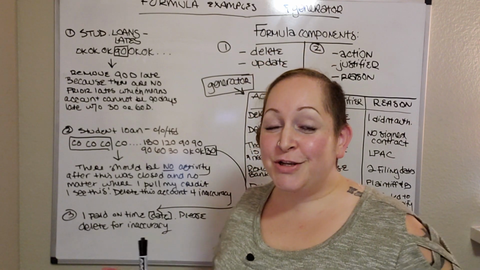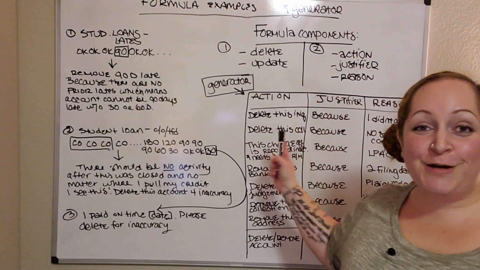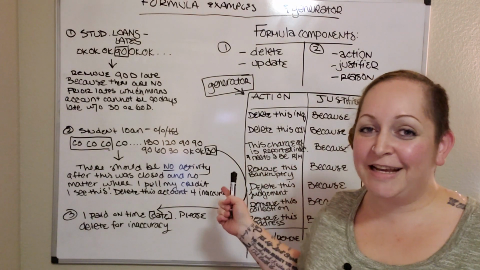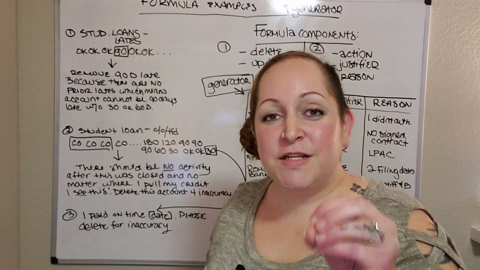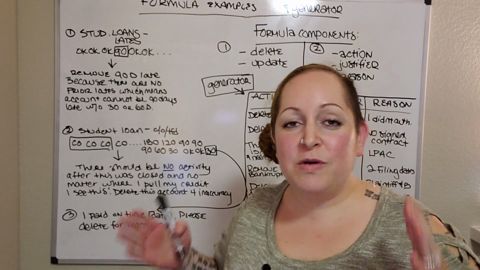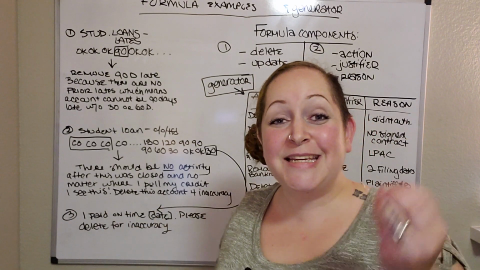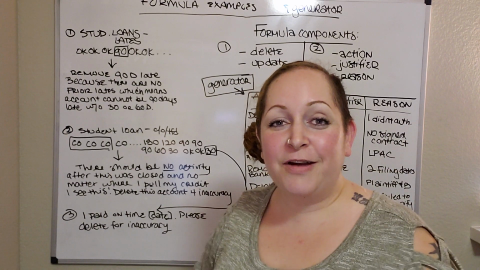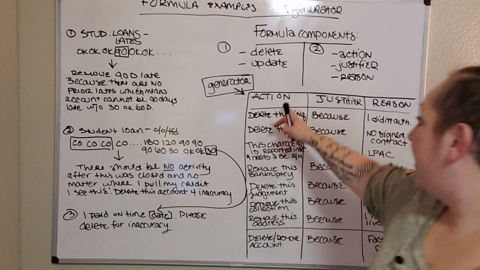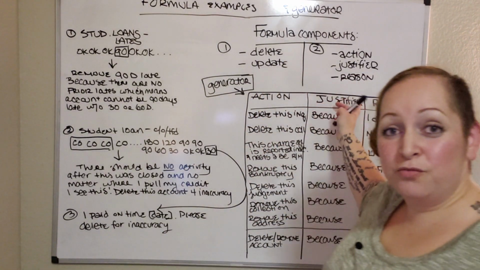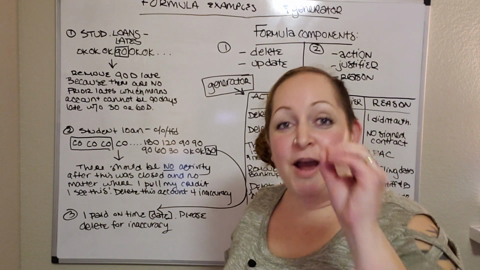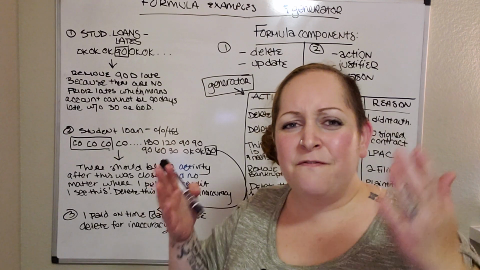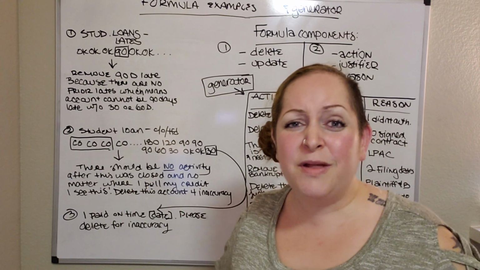So I actually created a whiteboard version of a generator that we're going to go over in a second, but I did this to show you the formula. I don't care what you plug into it, you are always going to get the same result because it is the same formula, all right? You're going to get an action, a justifier, and a reason, and then there is your creditor, account number, and dispute reason. Very simply put it onto your dispute letter, okay?